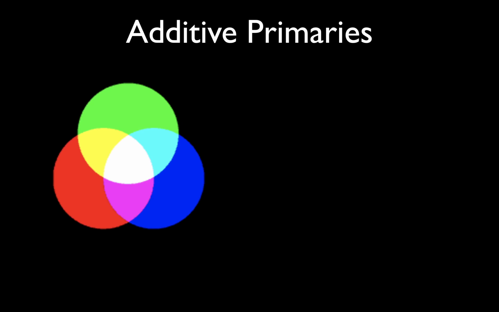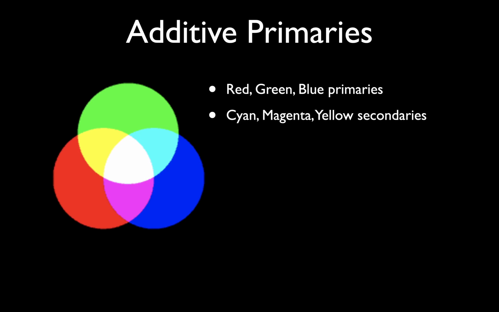So, additive primaries. Red, green, and blue are the primaries in an additive system. Cyan, magenta, and yellow are the secondaries. So you can see here, this is three lights that are overlapping each other. There's a green light here, a blue light here, and a red light here. Where the red and the green overlap, you get yellow. Where the green and the blue overlap, you get cyan. And where the blue and the red overlap, you get magenta.